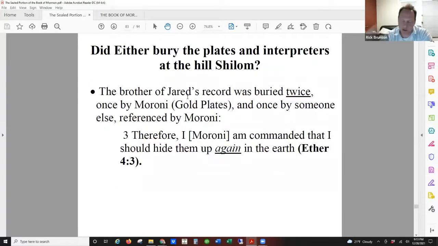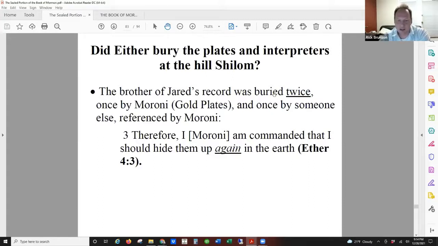And this is a really interesting reference too. The brother of Jared's record was buried twice, according to the Book of Mormon. Once by Moroni with the gold plates, and once by someone else, referenced by Moroni. It says in Ether chapter 4, verse 3, "Therefore I, Moroni, am commanded that I should hide them up again in the earth." The brother of Jared's record was buried in the earth once prior to Moroni getting them.